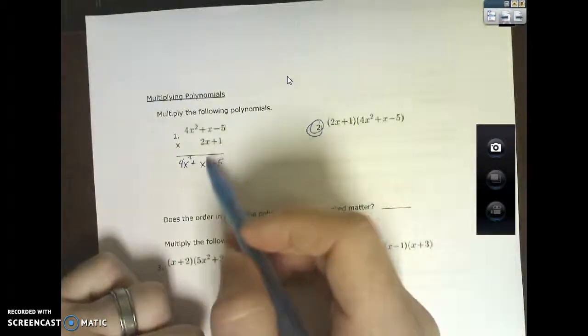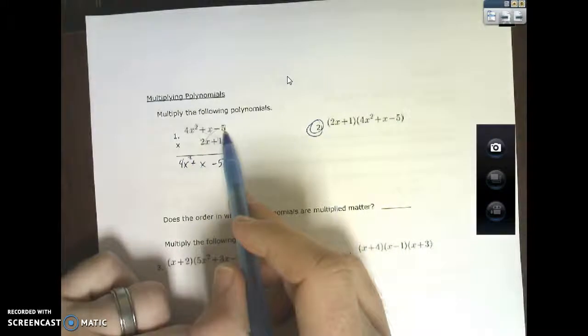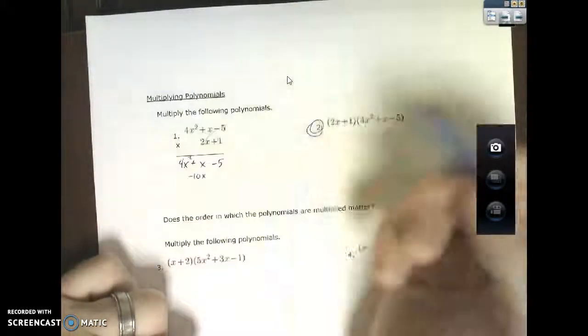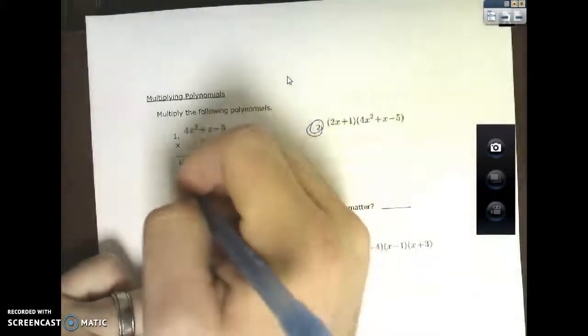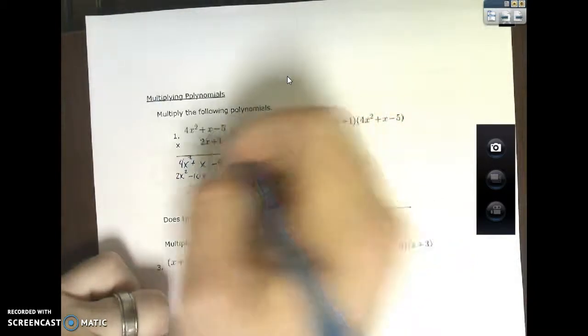Okay, and then I'm doing this to all 3 terms. 2x times negative 5 is negative 10x. I'm going to put that underneath my x column. 2x times x is 2x squared. Put that under your x squared column. 2x times 4x squared is 8x cubed.